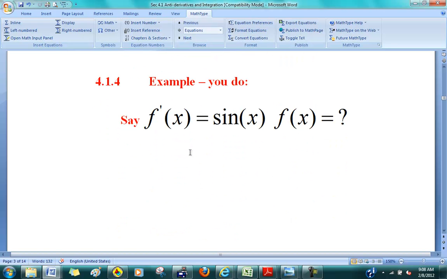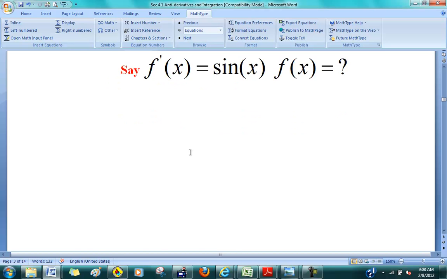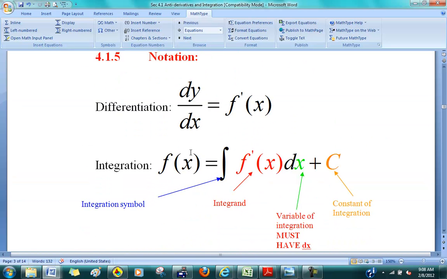How about this one here? Think before you blurt it out. Negative cosine x. Henry, do you know how to raise your hand? Okay, Henry? Negative cosine x, because the derivative of cosine is negative sine, and the two negatives would cancel to give you a plus sine. Is everybody with me on this? So you guys get the idea, you're doing opposites. Notation, okay?